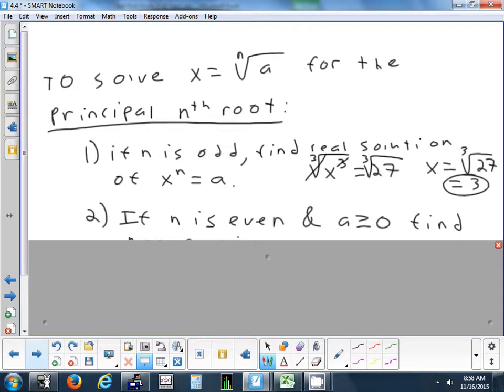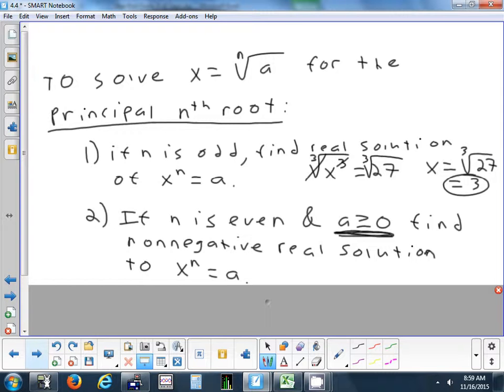Right. Now, when n is even, like square roots and 4th roots, this is important. I'm saying that the radicand can't be negative. Why not? Why can't the radicand be negative with, say, a square root? Then it would be imaginary. Okay, and in this section we're not dealing with imaginaries. So when you're solving for a principal root, first of all, we're looking for a single answer, and we're looking for an answer that's not imaginary. We're looking for a real solution.